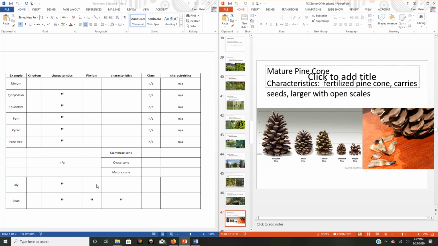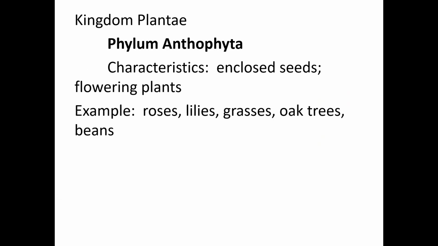Next up, we're going to move down to lily, and so we're just going to fill this out, but we're going to have all the way across. We're going to have a phylum and then characteristics for this group, and then we're going to have the class and the characteristics for the lilies specifically. So I'm going to go back to full screen here. So your lilies and your beans are in the Anthophyta group.